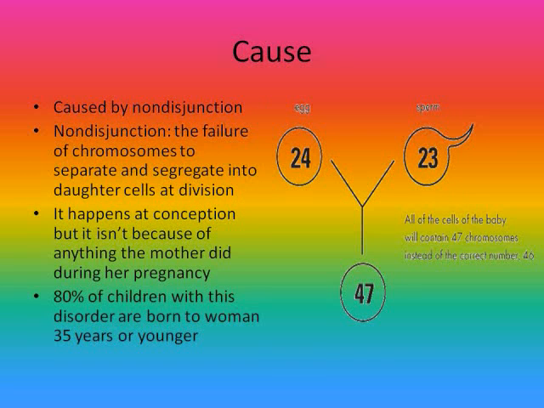Okay, so the cause of Down syndrome is non-disjunction, and non-disjunction is the failure of chromosomes to separate and segregate into daughter cells at division. It happens at conception, but it isn't anything that the mother did during her pregnancy. 80% of children with this disorder are born to women 35 years or younger. And so basically the picture on the right side is just showing the egg and the sperm when they meet and how they create the 47 chromosomes, which causes Down syndrome to happen.